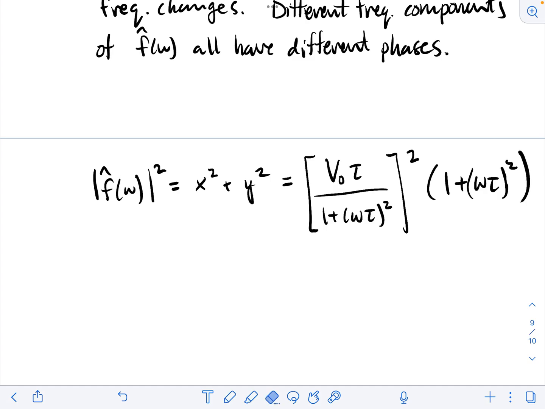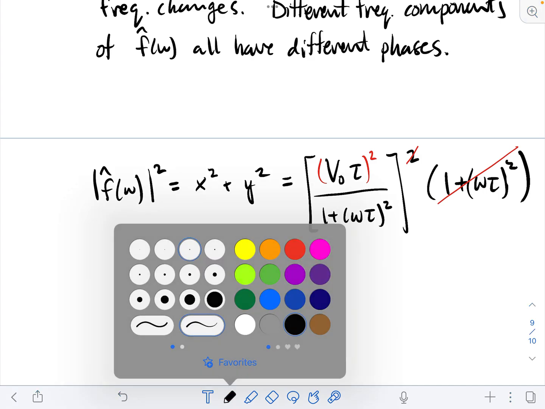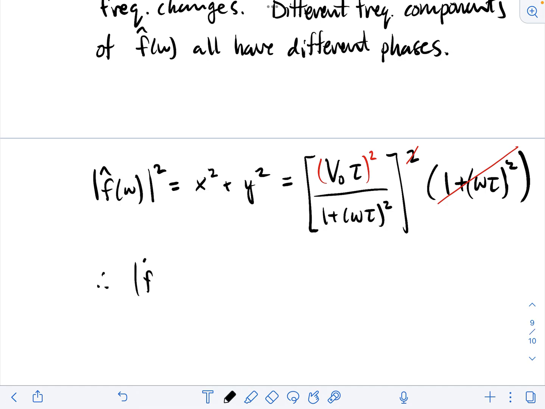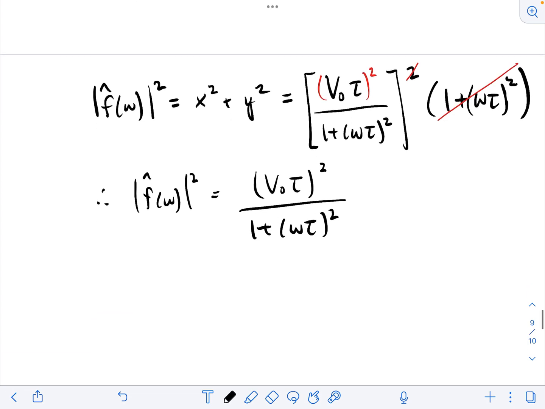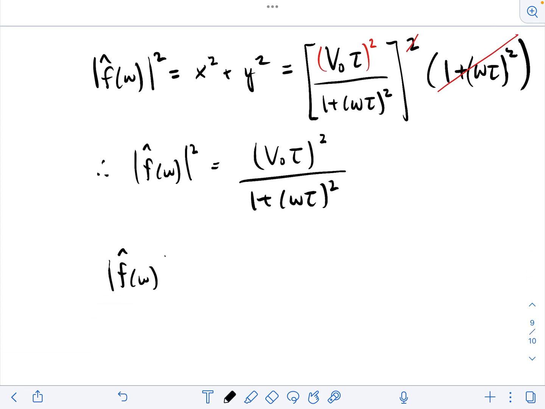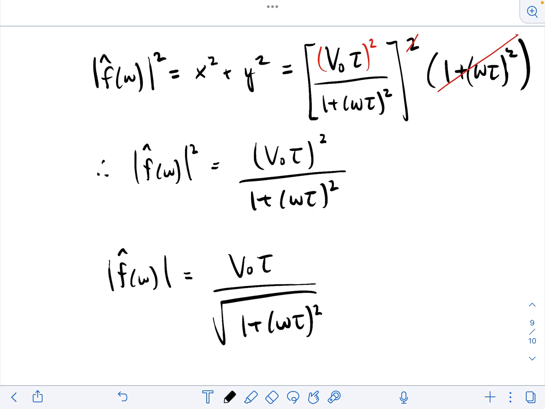And so what's nice about this is that we get a cancellation. We can cancel this 1 plus omega tau squared with one factor of the 1 plus omega tau squared of the denominator. So if I cancel that, I just have to make sure that we keep the numerator squared. Okay, and so then what we're left with is that f hat of omega magnitude squared is going to be v naught tau squared divided by 1 plus omega tau squared. And so that finally, if we were looking for just the magnitude without the square, we would get v naught tau over square root of 1 plus omega tau squared. Okay, and so that's the magnitude of our Fourier transform. Let's just plot that and see what it looks like.